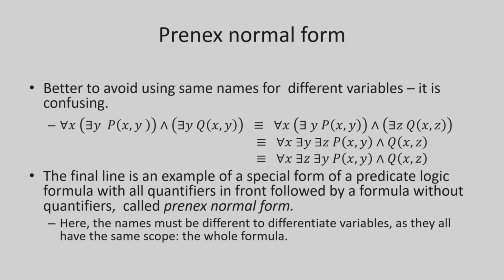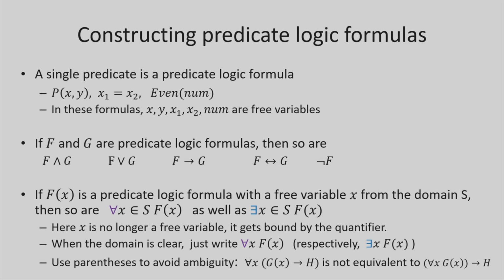So if you want to write a formula that you will be able to read later, and it's not so big that you really want to think about its pieces separately, you probably want to give variables different names and maybe write them in prenex normal form. So just a reminder: now that you've got the variables, how do you construct formulas? Well, you have your predicates with free variables. Then you can combine already built formulas using and, or, not, and so on.